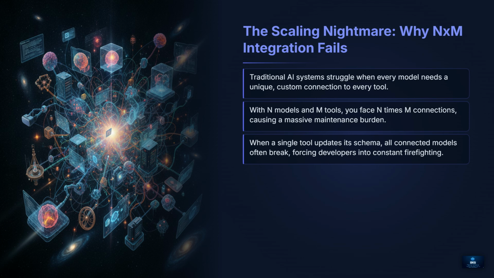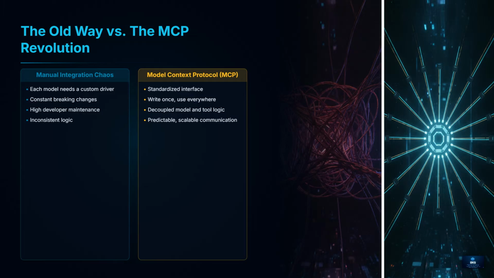This is a common bottleneck in enterprise AI, where developers spend more time fixing brittle integrations than building actual intelligent features. To solve this, we introduce the Model Context Protocol, or MCP. Think of it as a universal adapter. Instead of every model learning a custom language for every tool, they all plug into one standard interface. This simplifies your architecture significantly, turning a messy web of dependencies into a clean hub-and-spoke model.